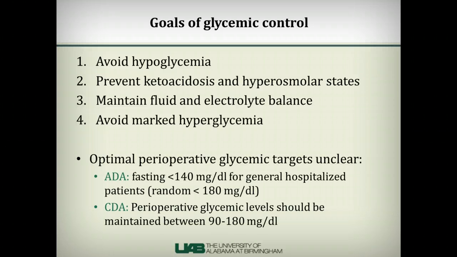Now, the optimal perioperative glycemic targets are really unclear, and there are two main bodies that have recommended targets. The American Diabetes Association has extrapolated information from the general hospitalized patient to recommend that a fasting blood glucose be less than 140 milligrams per deciliter and a random blood glucose be less than 180 milligrams per deciliter. The only group to really make a recommendation for the perioperative period specifically is the Canadian Diabetes Association, which recommends glycemic levels should be maintained between 90 to 180 milligrams per deciliter.